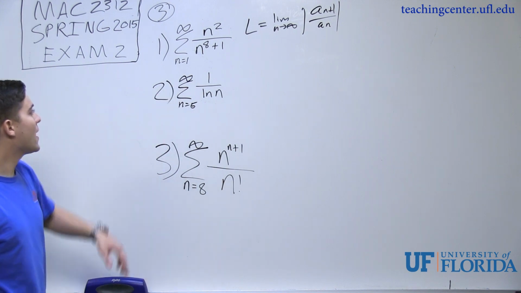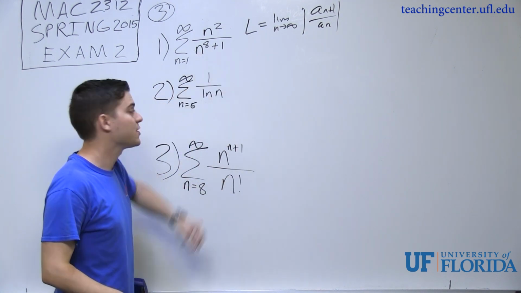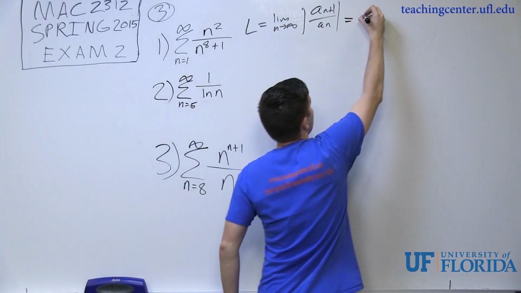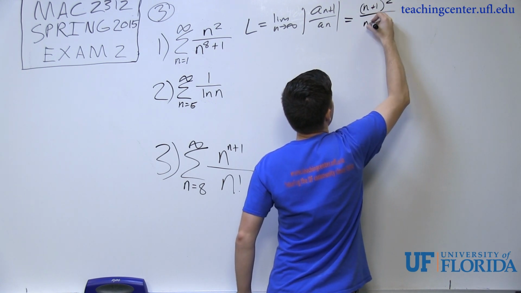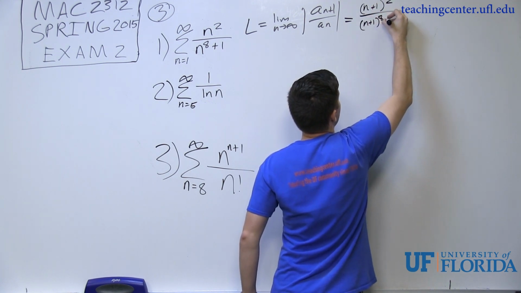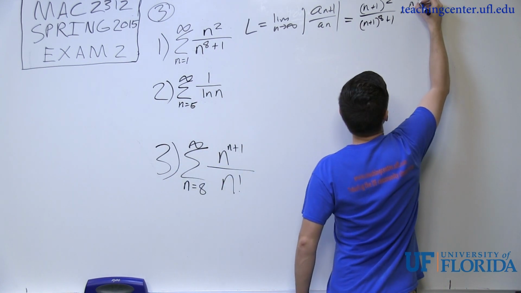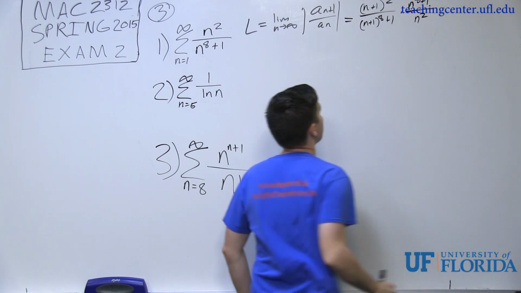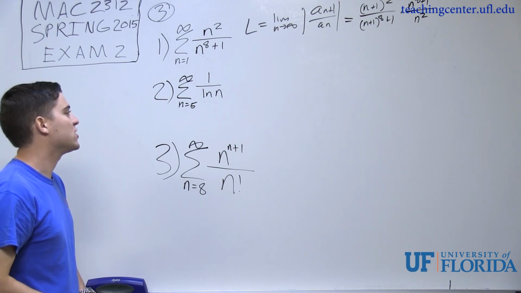Okay? So I'm going to plug into that formula. Remember, a sub n is just whatever is inside of your series. So my a sub n plus 1 in this case becomes n plus 1 quantity squared over n plus 1 to the 8th plus 1, times n to the 8th plus 1 over n squared. Okay? So I need to figure out what happens to that ratio.